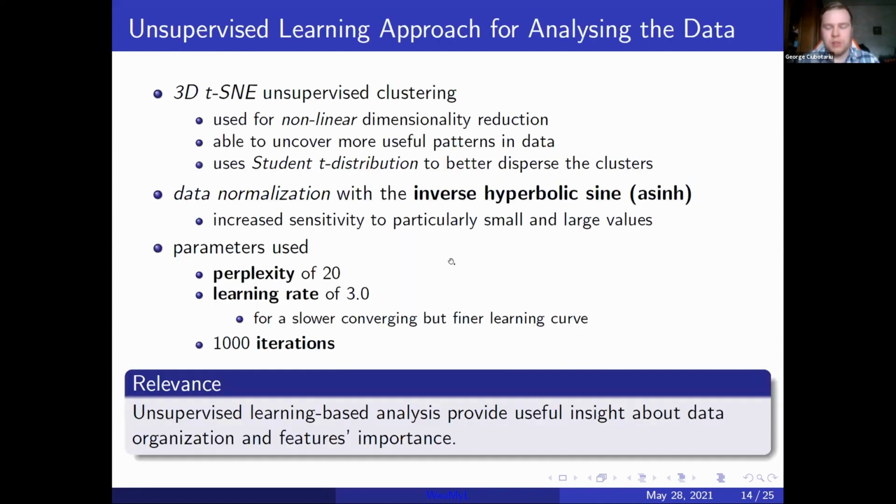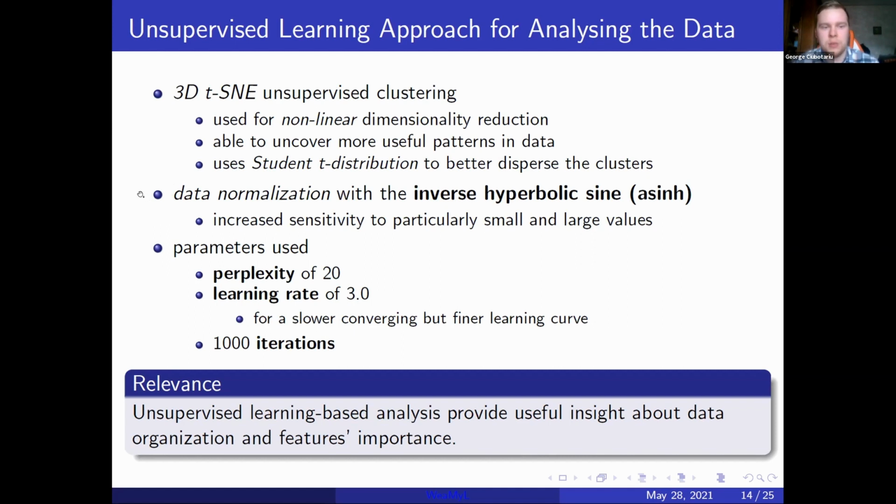So for the unsupervised algorithm, we're going to consider t-SNE. We considered it because it's a nonlinear algorithm, therefore being able to uncover more useful patterns in the data. And it uses the Student t distribution, therefore the t in t-SNE, that better disperses the clusters, because the t distribution is basically a normal distribution, but is less tall in the middle and taller on the edges, in order to treat more equally, let's say, the similarity between the points.